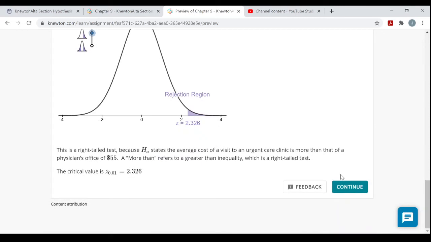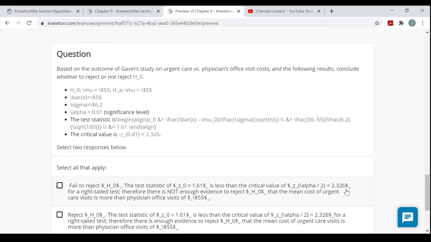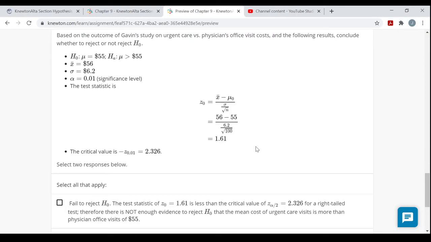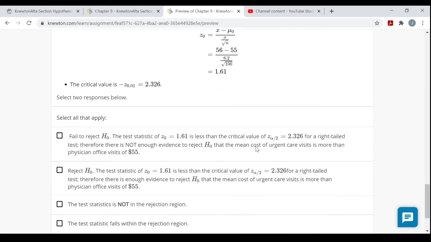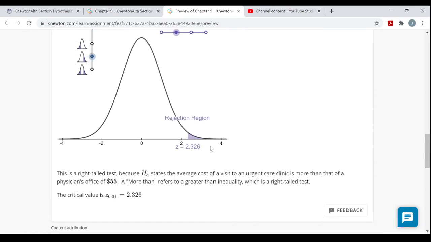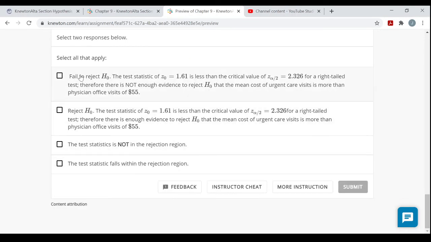Okay, so we did that. All right, and then I think continue, there's more to it, right? And then, all right, then we just talk about, now remember I said earlier, our test statistic was 1.61, which is to the left of this critical region. We're not in the rejection region. So I would fail to reject the null. I would fail to reject the null hypothesis.